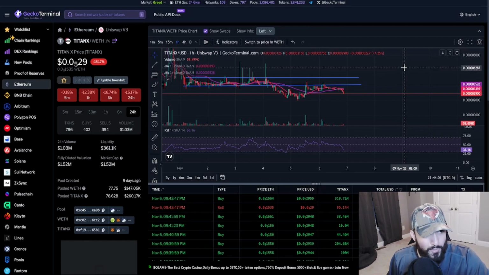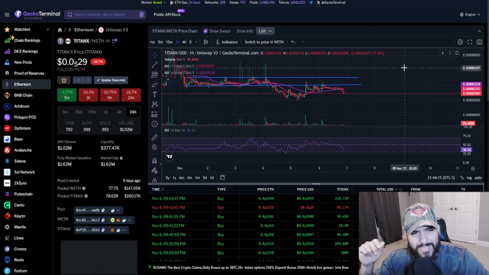Now, say TITANX doesn't do good. XEN will go up and go parabolic: 500x, 100x, 1,000x, 10,000x, and so on and so forth. It's a win-win scenario. Overall, all you pretty much got to do is take the risk and get into something.